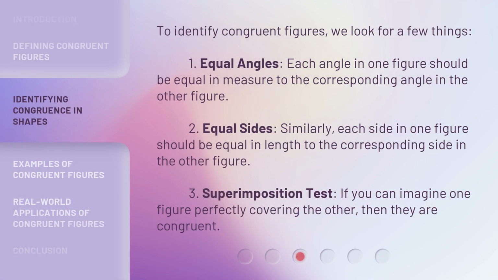To identify congruent figures, we look for a few things. 1. Equal angles. Each angle in one figure should be equal in measure to the corresponding angle in the other figure. 2. Equal sides. Similarly, each side in one figure should be equal in length to the corresponding side in the other figure. 3. Superimposition test. If you can imagine one figure perfectly covering the other, then they are congruent.